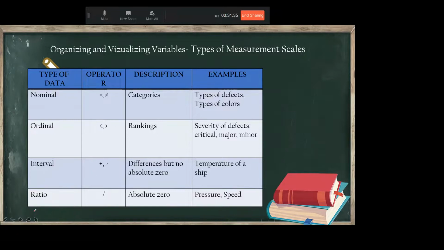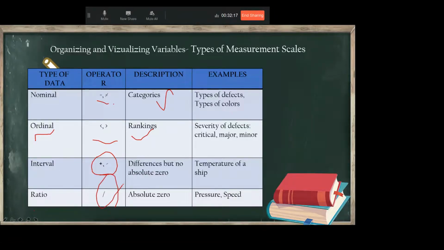So that's the difference between interval and ratio. Interval has differences, but no absolute zero. There is a zero, but it has some meaning. Ratio is where zero doesn't exist, which is absolute zero. How to draw these measurement types mathematically? Nominal can have equal or not equal. For ordinal, we can also give rank, which is greater and less. This is categorization and ranking. Interval can give you the sign, plus or minus, and here zero has some meaning. Ratio is just a ratio.